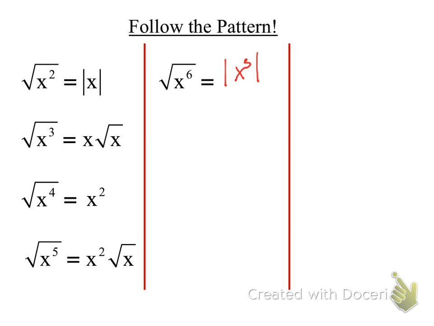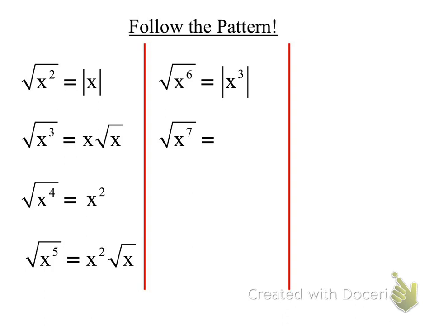So if I have 3 negatives, it still won't work. So we have to put that absolute value. The rule is we use the absolute value when you pull the root out and it's an odd result. Does that make sense? Yes or no? Okay. Next one, X to the seventh.